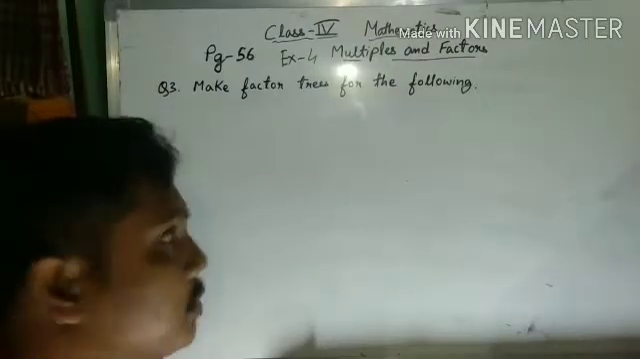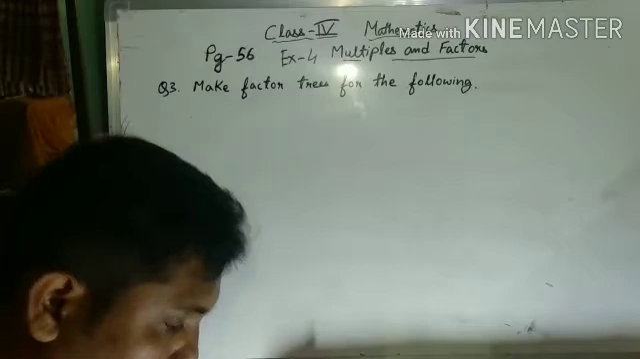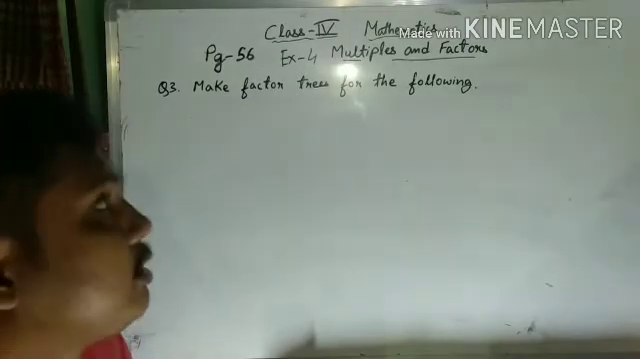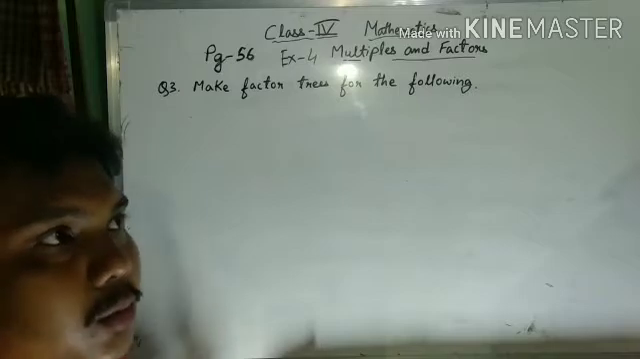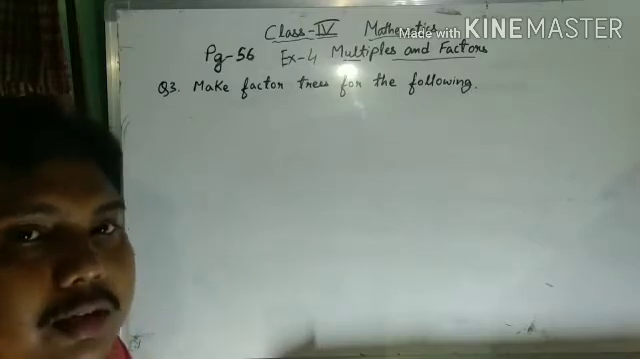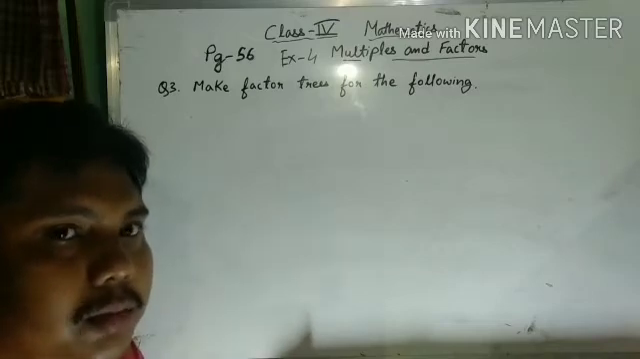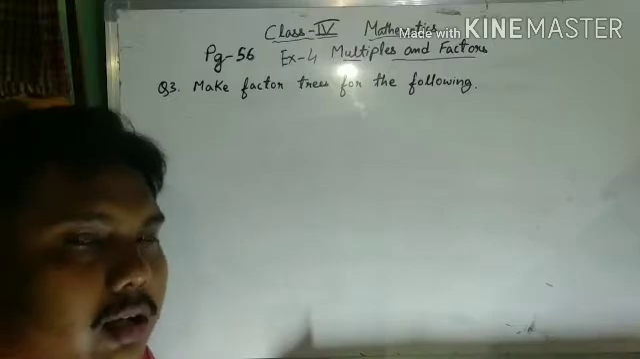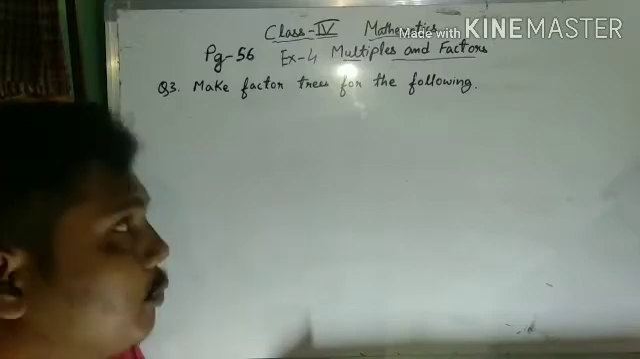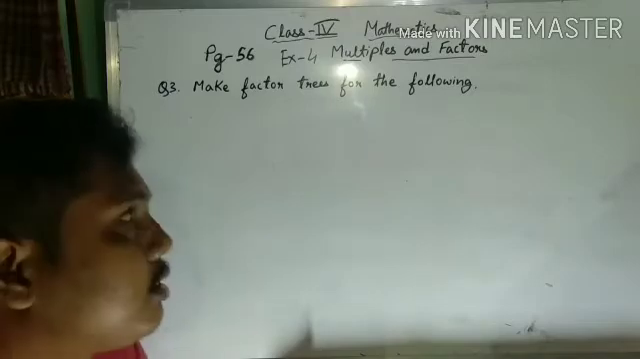Good morning, students. Today we will learn the factor tree. This is a very easy topic. Before doing the factor tree, you have to learn the prime numbers that I gave in the last class. You remember all the prime numbers: 2, 3, 5, 7, 11, 13, and so on. You have to remember all the prime numbers before doing the factor tree.